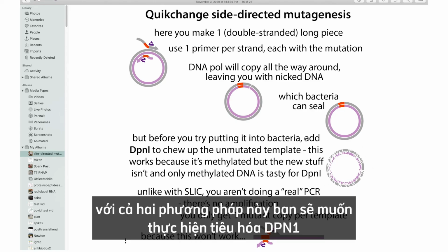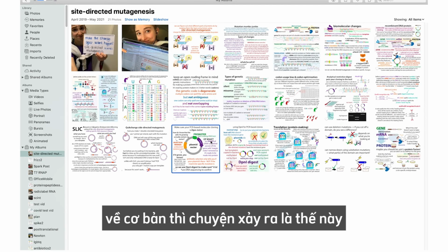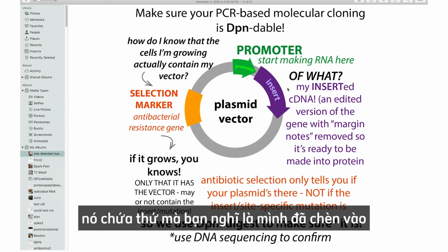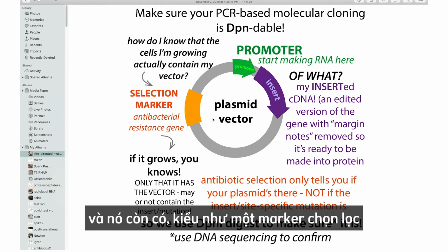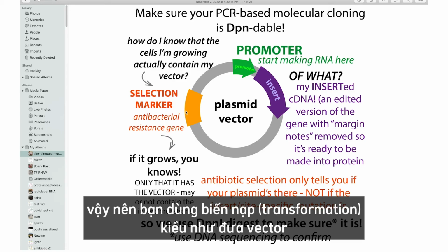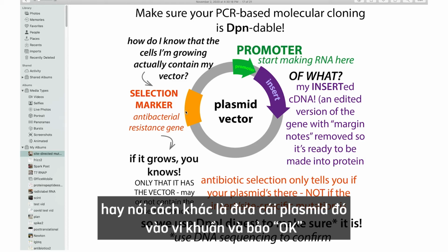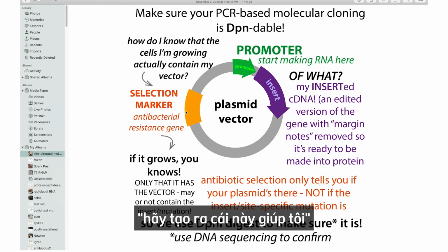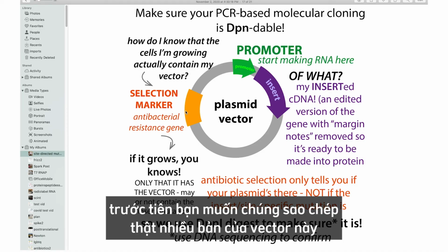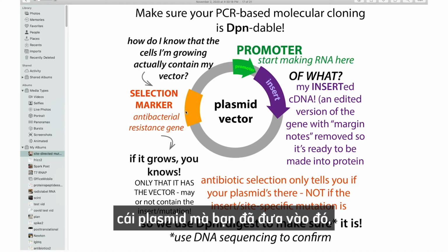With either of these methods, you're going to want to do this DpnI digest. Basically, you have this plasmid that you put in, which has the thing that you think you put in, and a selection marker, like an antibiotic resistance gene. You use transformation to stick the plasmid into the bacteria and say, okay, make this for me. Typically at that point, instead of making the protein, you first want them to just make lots of copies of this plasmid that you put in there.